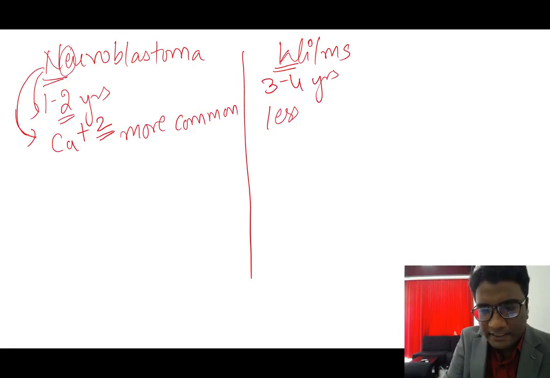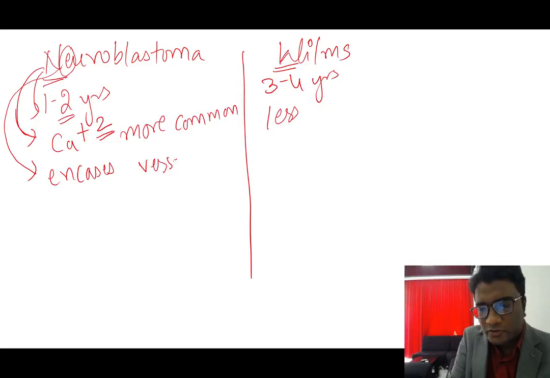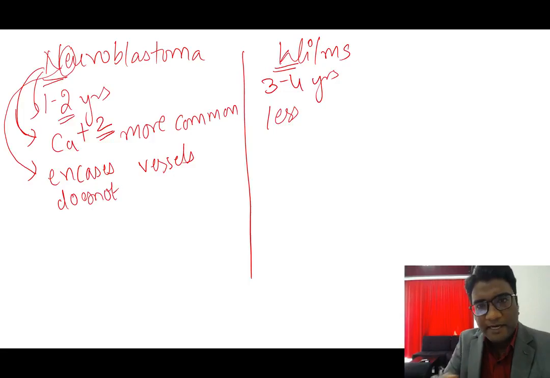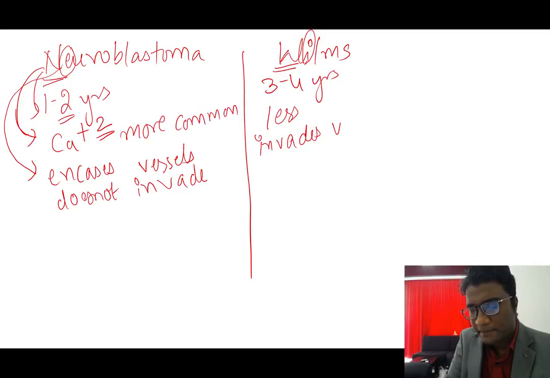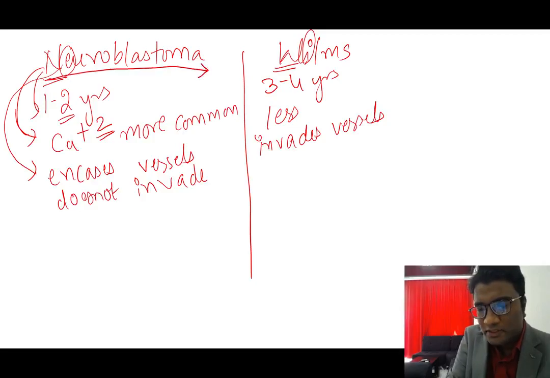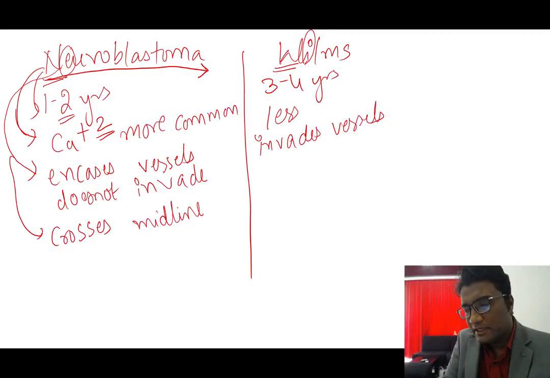And with the letter E, remember, encases vessels. So it does not invade, it encases. So it lifts the aorta, it goes above and behind the aorta, elevates the vessels, but does not invade vessels. So this is neuroblastoma. Wilms tumor, you put the letter I, you remember, invades vessels. And which crosses midline? Which is a bigger name? This is a bigger name. So this crosses midline, right? And your Wilms tumor does not cross midline. It stays one side.